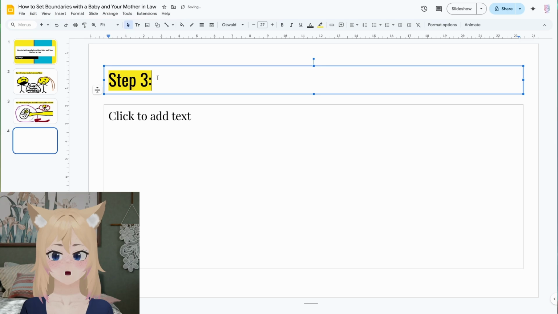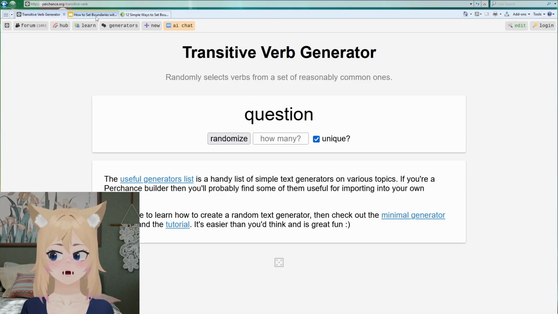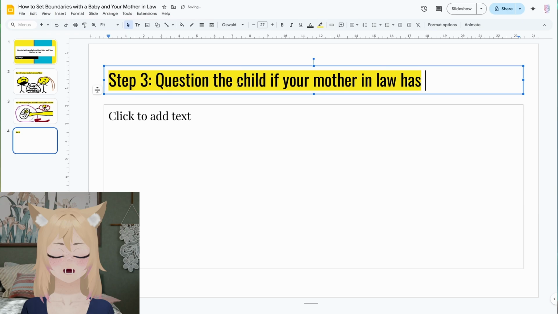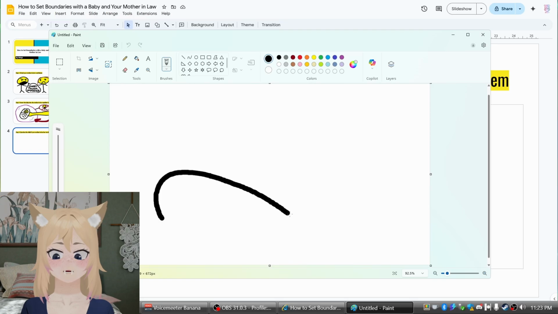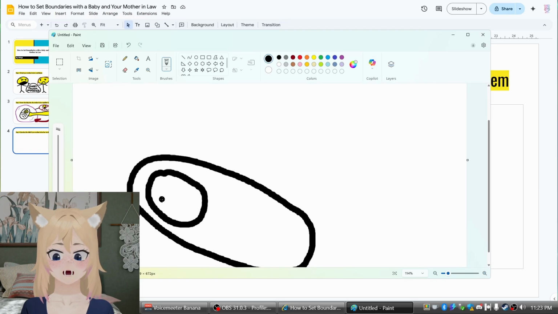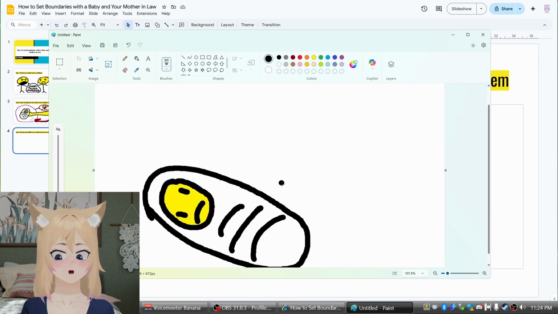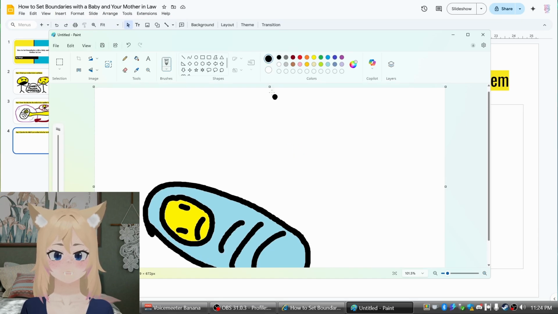Step 3 on how to set boundaries with the baby and your mother-in-law. You must question the child if your mother-in-law has touched them. Now that we've put our child in a force field, they're safe from any mother-in-law tampering. So now we should be able to safely question the child. Kind of looks like a sad egg yolk, but it's a child. That only helped marginally, but whatever.